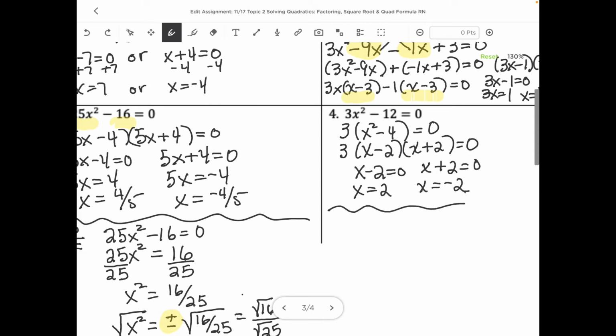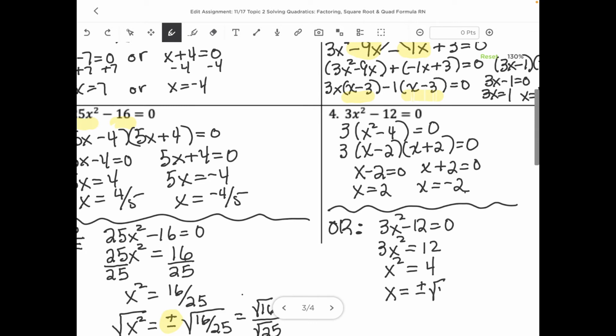What if you wanted to do it solving by square rooting? I present both methods because it's up to you to choose. So 3x squared minus 12 equals 0, 3x squared equals 12, x squared equals 4, so I'm isolating. And now I'm square rooting. So x is plus or minus the square root of 4, which is plus or minus 2, which is exactly what we got when we solved by difference of squares.